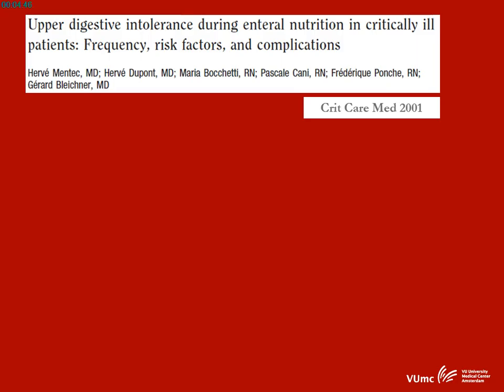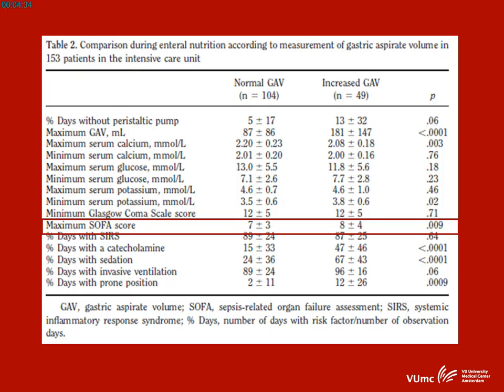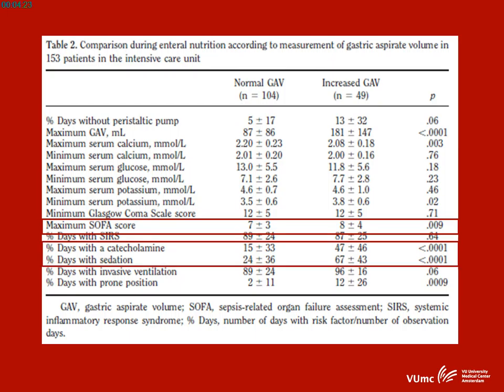So if we look at clinical studies, this is a study that associated digestive intolerance to general sickness, and they found that there was a strong correlation, and they looked at increased residual volumes, and they found that maximum SOFA score, days with catecholamines and sedation, and prone position were associated with this motility problem. So inflammation, catecholamines, sedation, that's opioids, and prone position, that's probably also sedation.